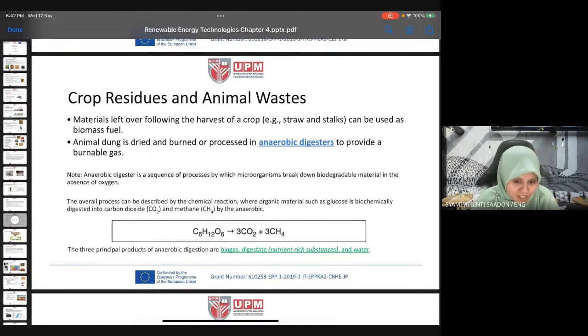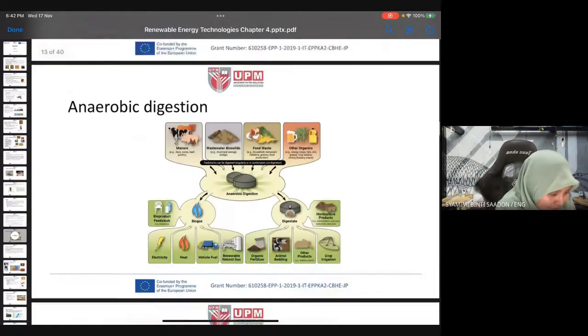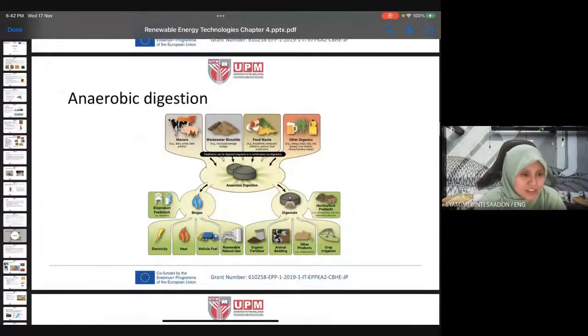By the anaerobic process, the anaerobic digester can produce these three substances: biogas, digestate, which is a nutrient-rich substance, and water. I have a graphic figure here.